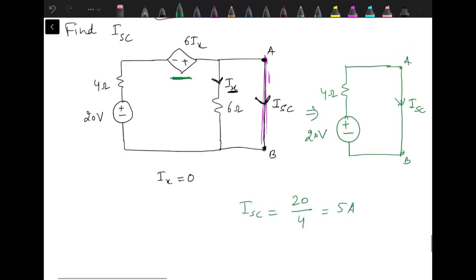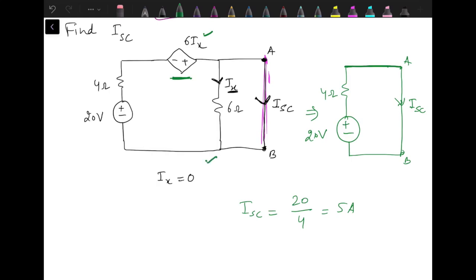Now what we need to understand is how this source is getting eliminated. The calculation is quite easy. It's a simple voltage source in series with a single resistance. It's not difficult to calculate this 5 ampere. We need to understand how we reach this simplified circuit from this one.